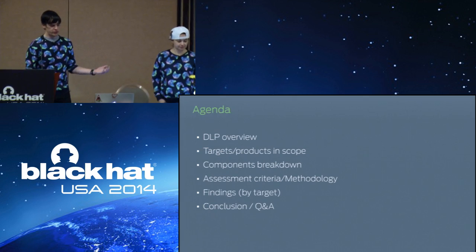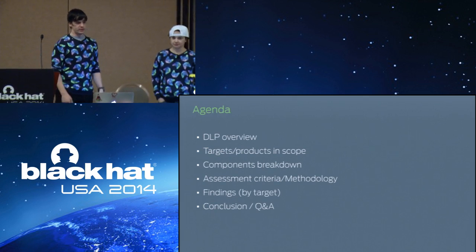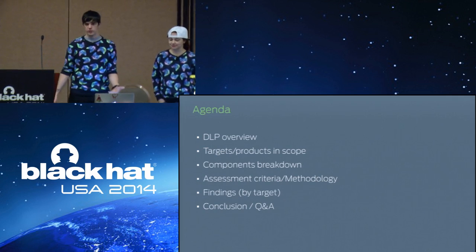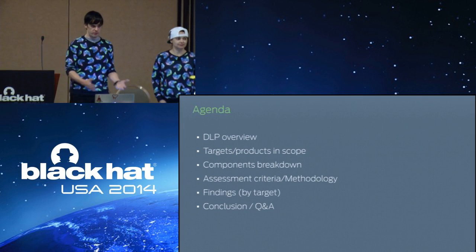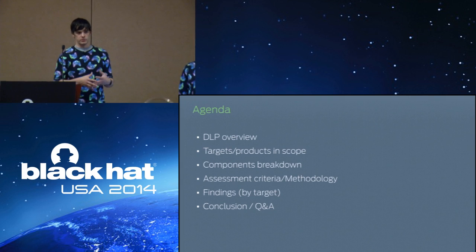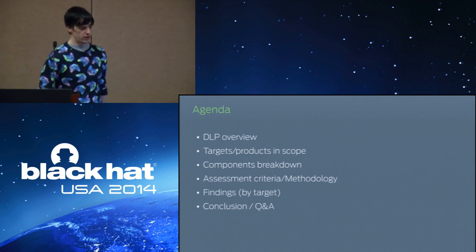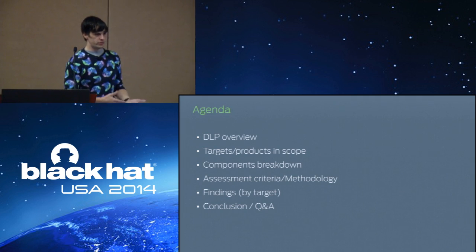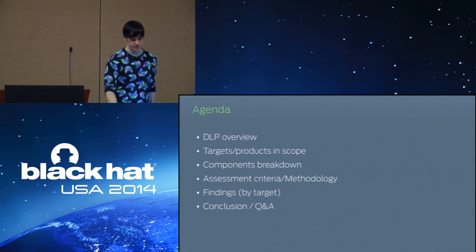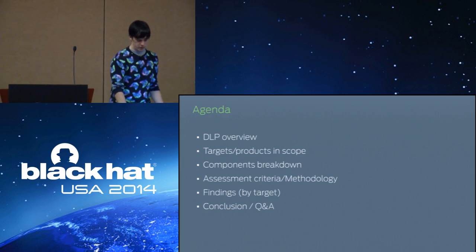So the agenda, we're just going to talk about what DLP is. It's not that digital light processing thing. What the products were that we actually evaluated in this first phase of the research. We'll talk a little bit about what their constituent components are, and then what methodology we employed for this, and then we'll discuss findings and finally conclude.